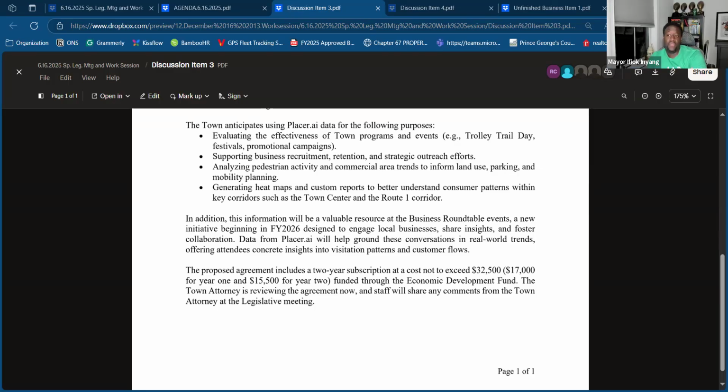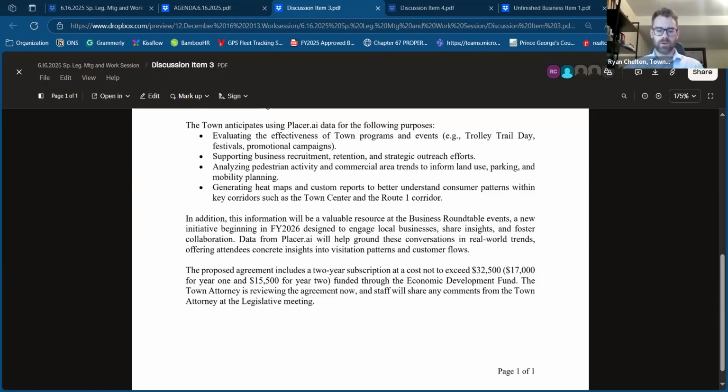So you're saying that the information is already being collected, but this is to pay in order for the town to see it, while other paying members of Placer are able to see the data as well? Yes, correct.